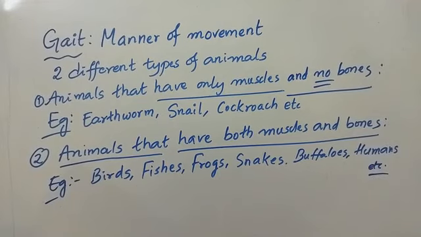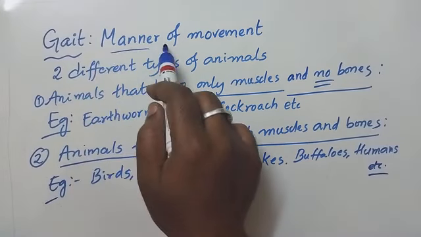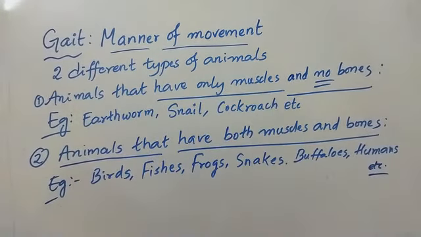Now let us learn about gait of animals. What does it mean by gait? Gait is the manner of movement, how an animal moves. The manner of movement is also known as gait.